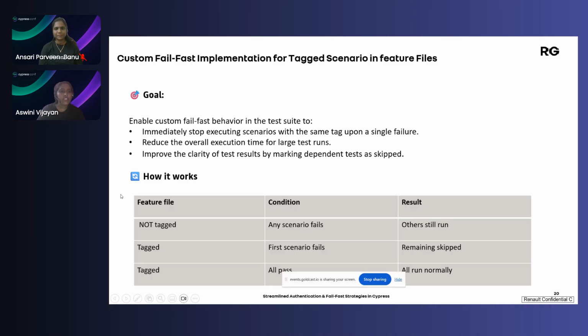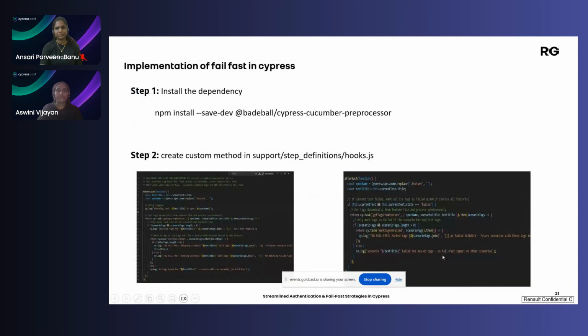How does it work? If the scenarios are not tagged, the execution will continue even after failures. If the scenarios are tagged, the first failure will skip the remaining ones. If the tagged scenarios all pass, they will run normally. For this also we need to install a dependency, and then we need to create a beforeEach and afterEach method in a hooks.js file.